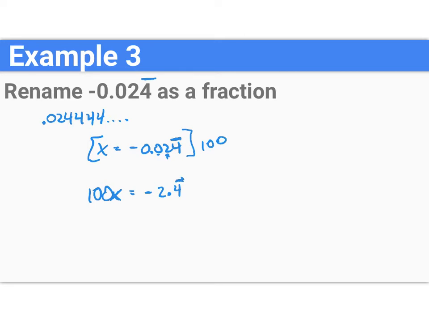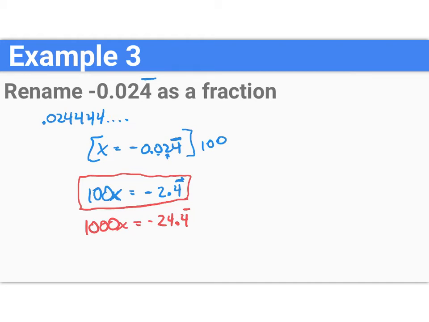We want to get rid of the repeating part. So if x equals this, and we want to get rid of the repeating part, this becomes the part that we use to subtract. Okay? So now we're going to have to multiply by another 10. And when we multiply by another 10, we get 1000x equals 24.4 repeating.